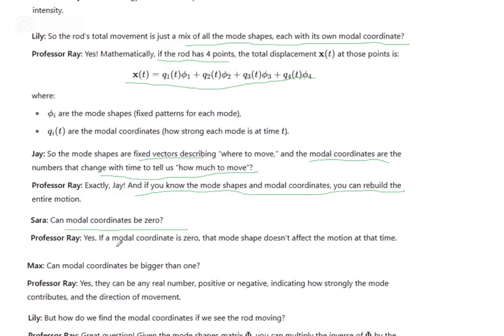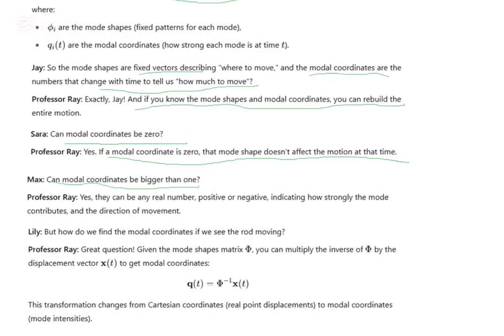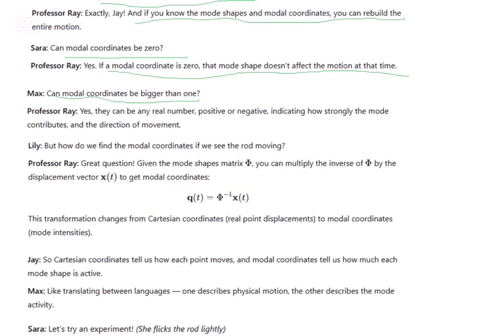Can the modal coordinates be zero? Yes. If a modal coordinate is zero, the mode shape does not affect the motion at that time. Can modal coordinates be bigger than one? Yes. It can be any real number. That mode contributes a lot if it's more.